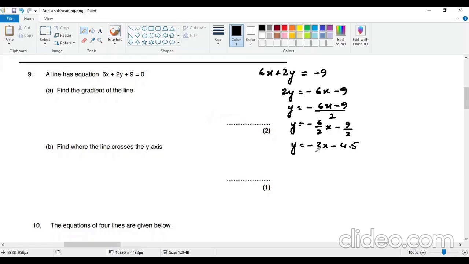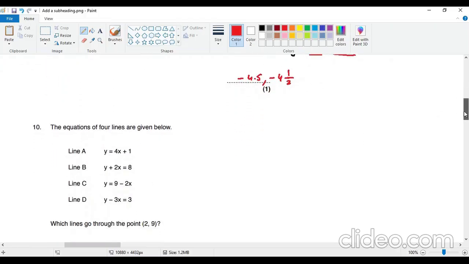So this is going to be your equation, and the gradient is negative 3. Always remember the value with the x. So this is going to be your gradient. Find where the line crosses the y-axis. It is clearly seen, negative 4.5, or you may write negative 4 whole 1 over 2. Both are going to be correct.